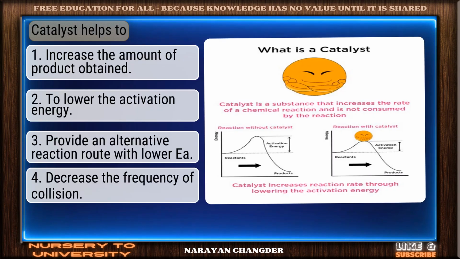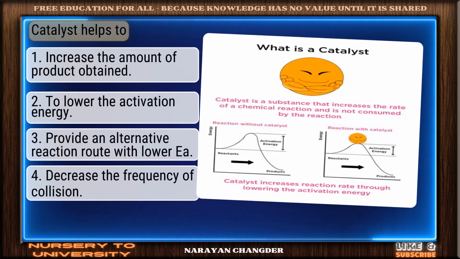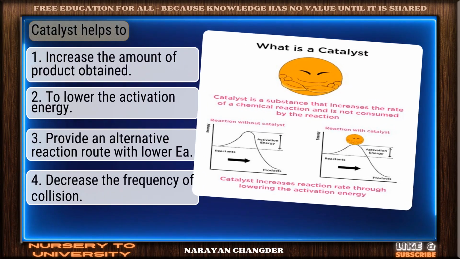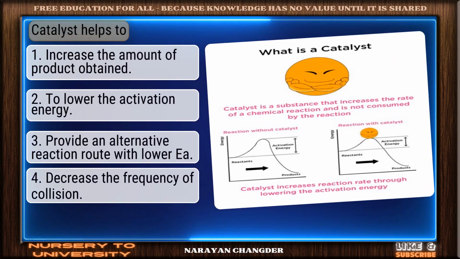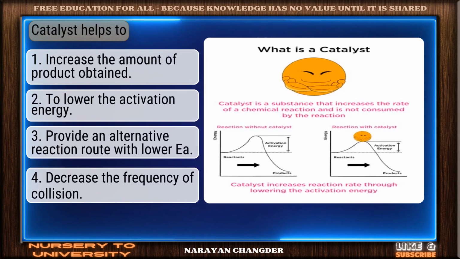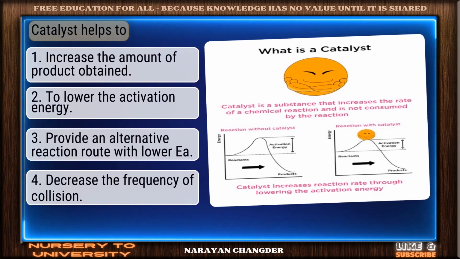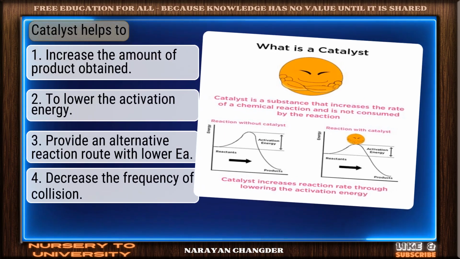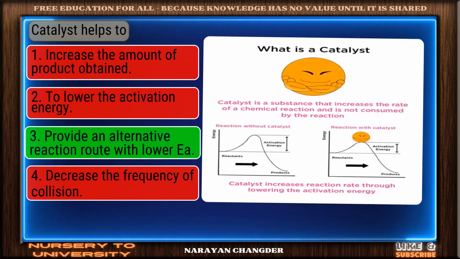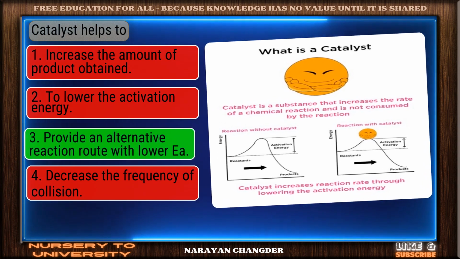Right, M s^-1. A catalyst helps to: Option 1, increase the amount of product obtained. Option 2, lower the activation energy. Option 3, provide an alternative reaction route with lower Ea. Option 4, decrease the frequency of collision. Nice, provide an alternative reaction route with lower Ea.